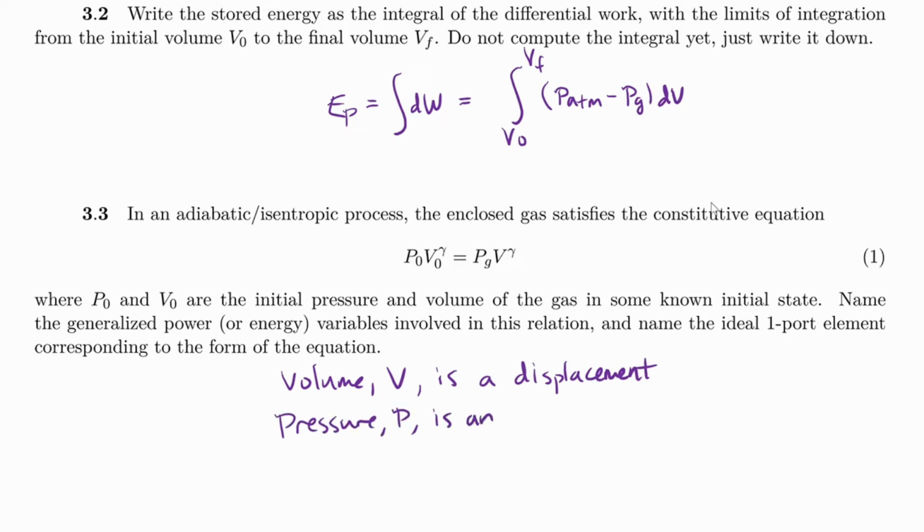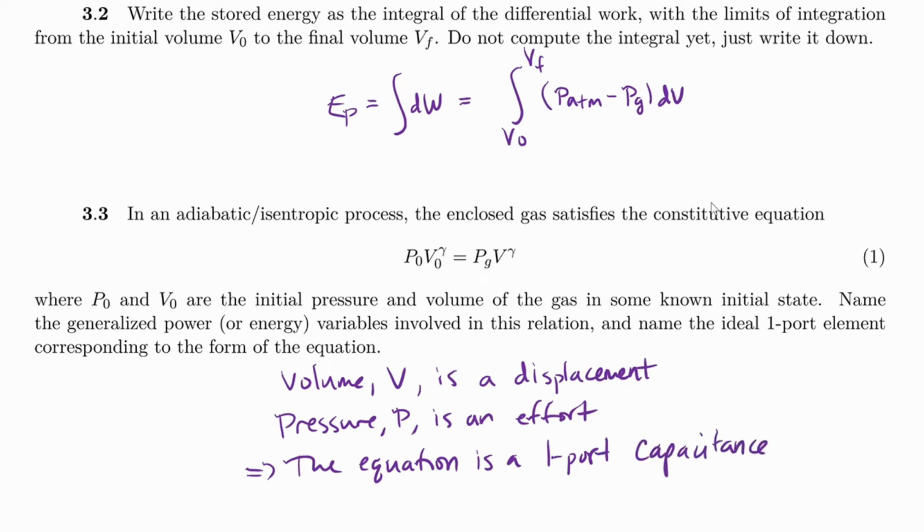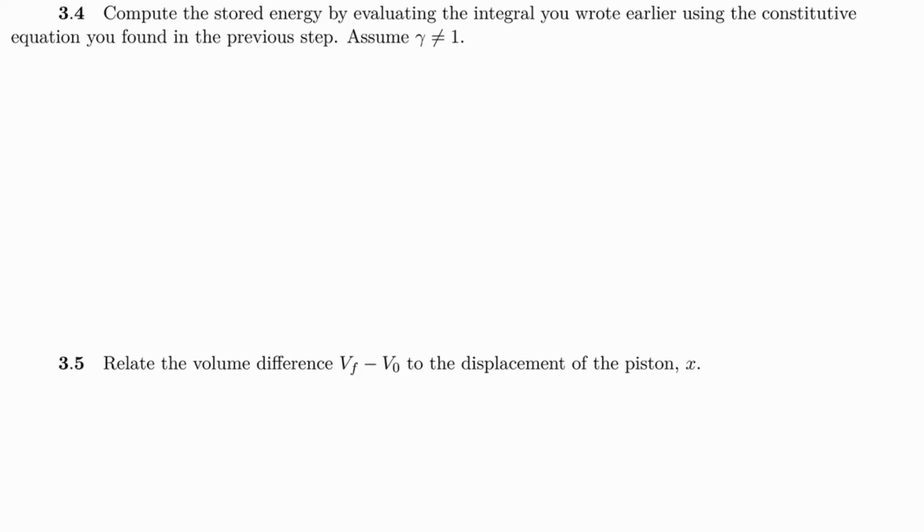Since volume is a displacement variable, and pressure is an effort variable, this means that we're dealing with an ideal one-port capacitance. So we don't actually need to remember the thermodynamics here because it's given in equation 1, and from now on we can just consider this within our system dynamics framework as a one-port capacitance.